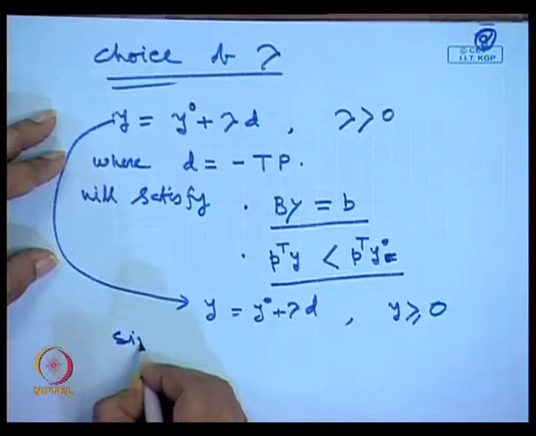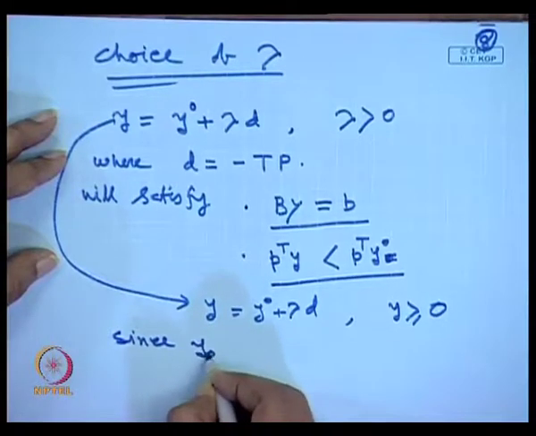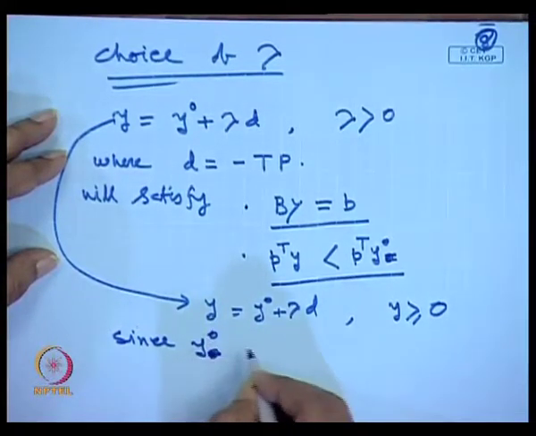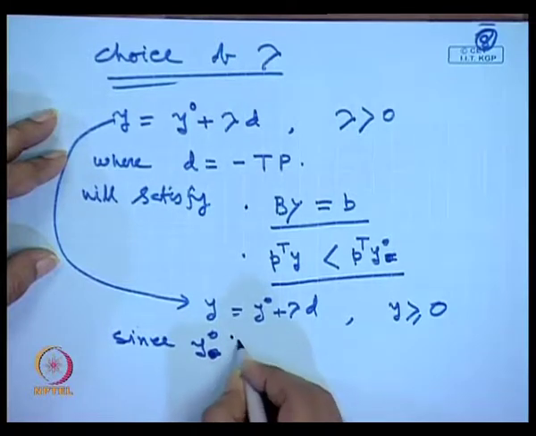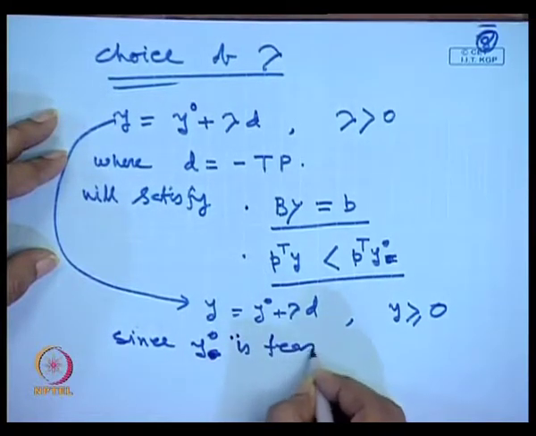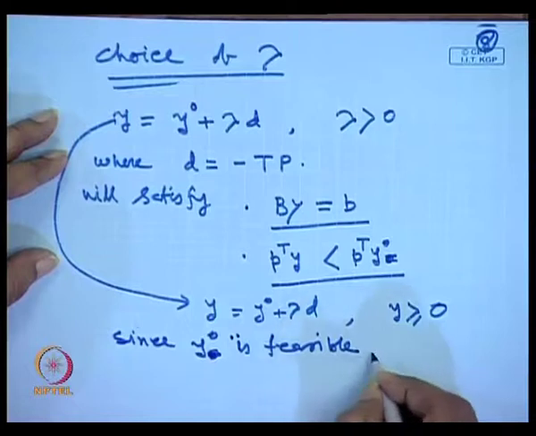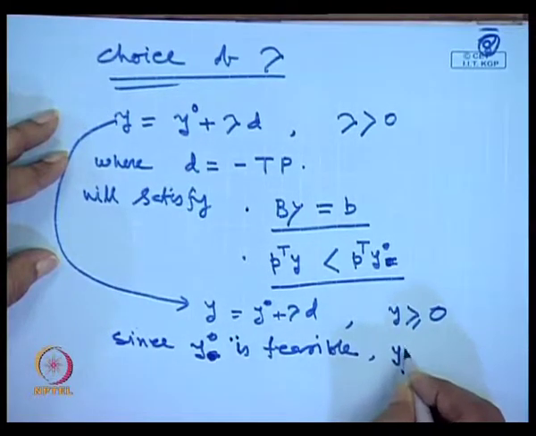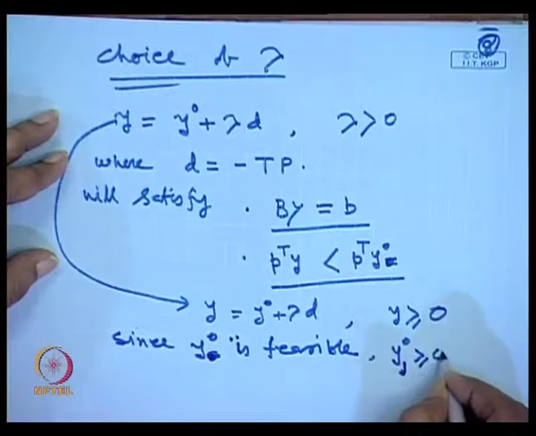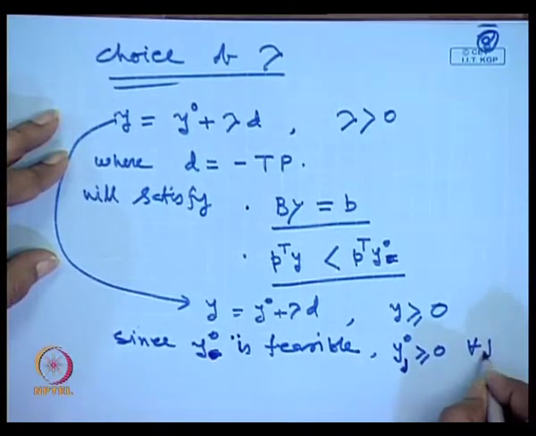So, let us see that. Since y of 0 is feasible, that means the jth component y j is greater than or equal to 0 for all j.